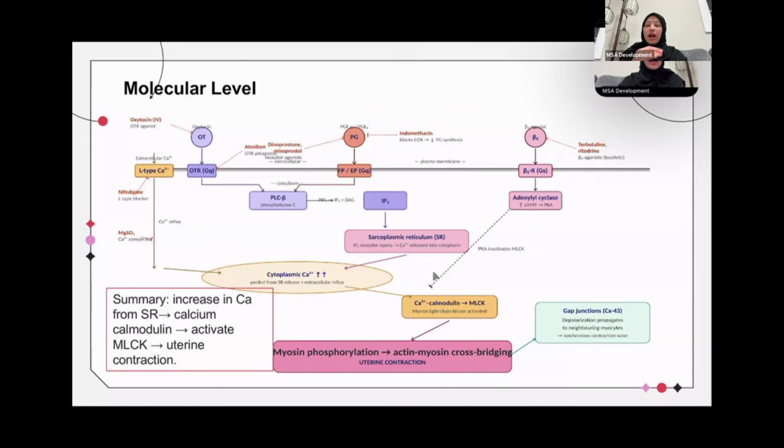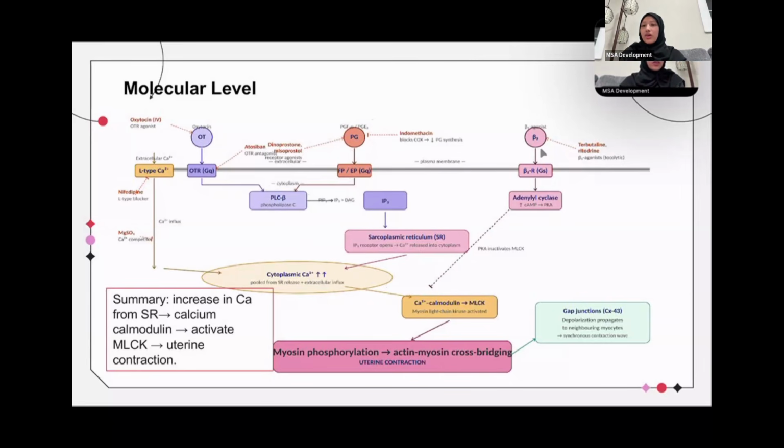Now, how is this calcium increased from the sarcoplasmic reticulum? You have oxytocin receptors. Oxytocin from the posterior pituitary acts on this. You have L-type calcium channels just bringing calcium in directly. So oxytocin receptor and prostaglandin receptors converge on the phospholipase C pathway, which is the IP3 and DAG, and that will stimulate calcium release from inside the cell.